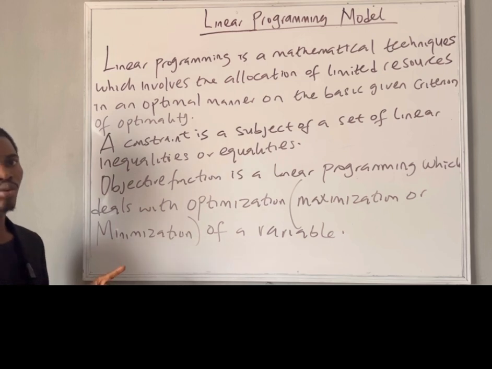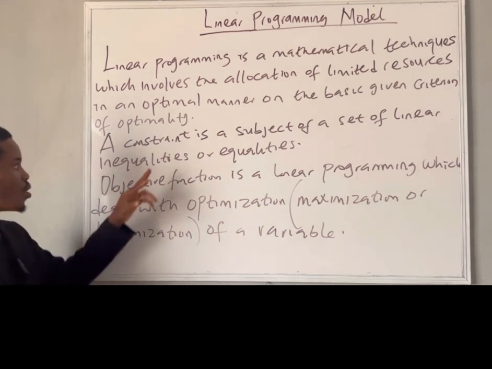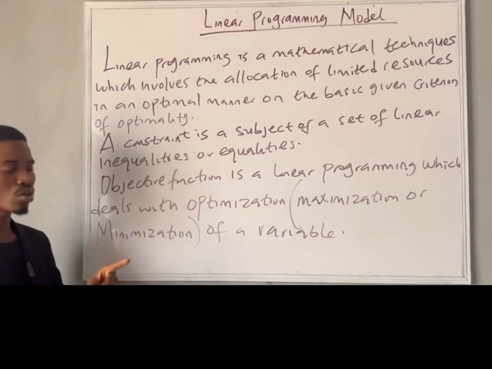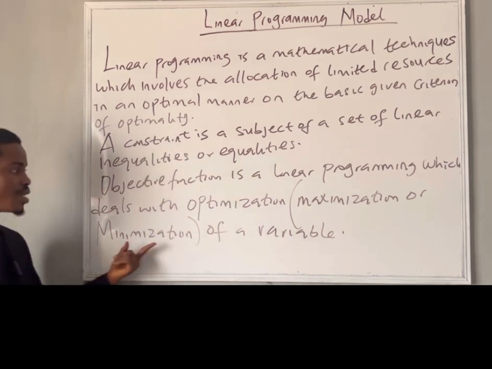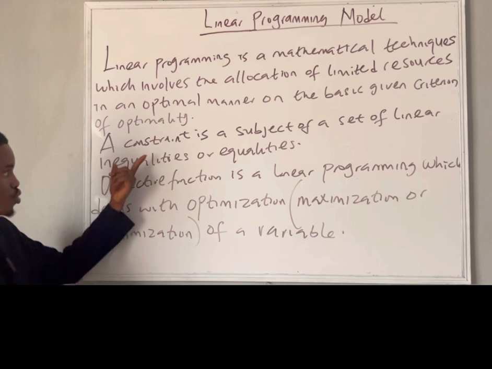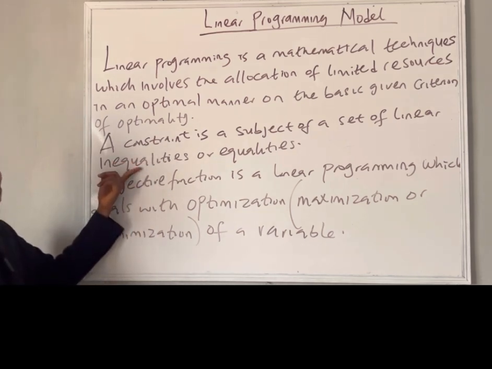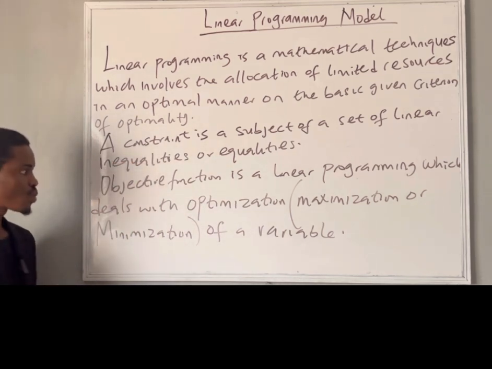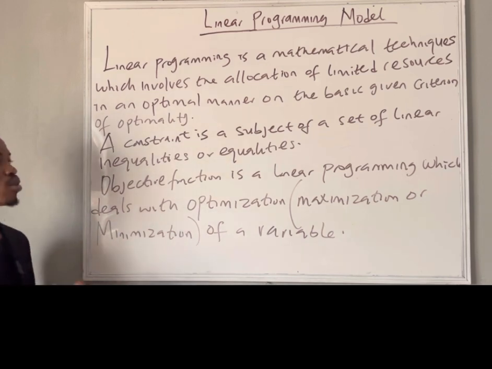When we are maximizing profit, it means we have a constraint inequality which is less than or equal to. But when we are minimizing a cost, it means we have a constraint that is a linear inequality which is greater than or equal to. These are the things that work while solving a linear programming problem.